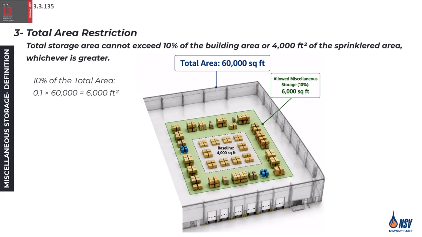Now let's say our building is larger with a total area of 60,000 square feet. Calculating 10% of our building area gives us 6,000 square feet. Since this value is greater than the 4,000 square feet baseline, we are allowed to use up to 6,000 square feet for our miscellaneous storage.